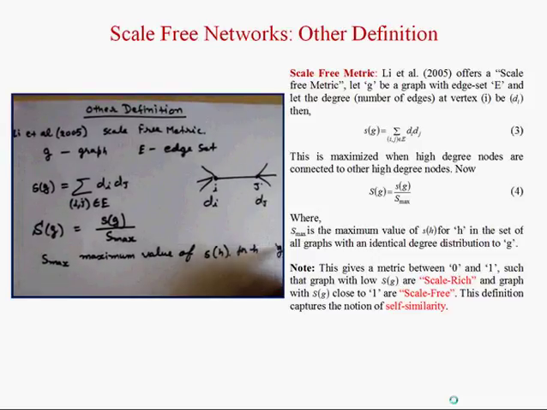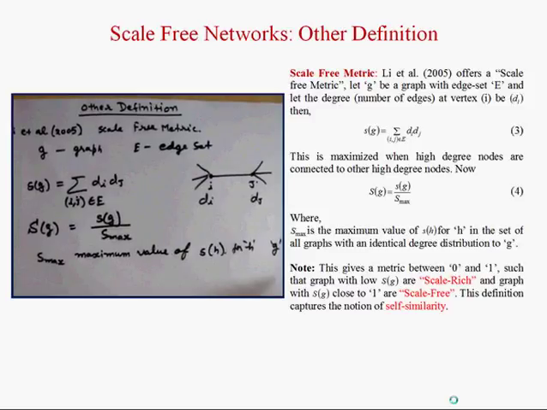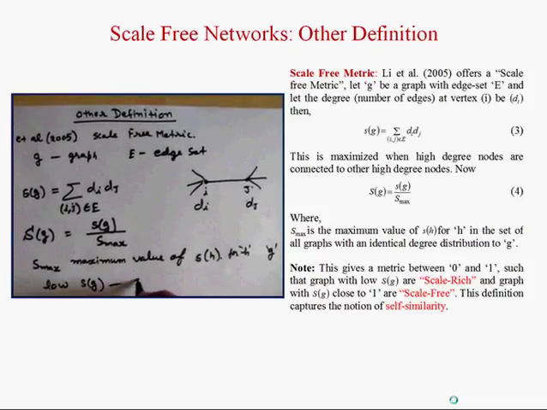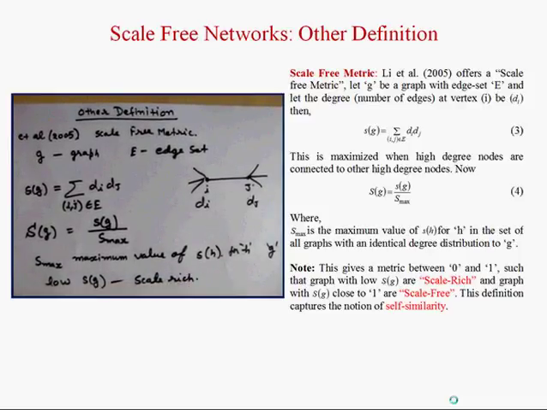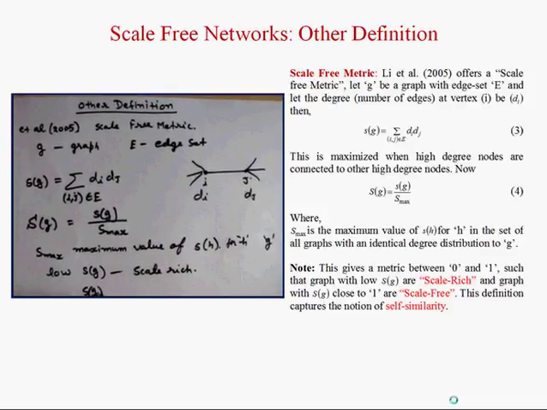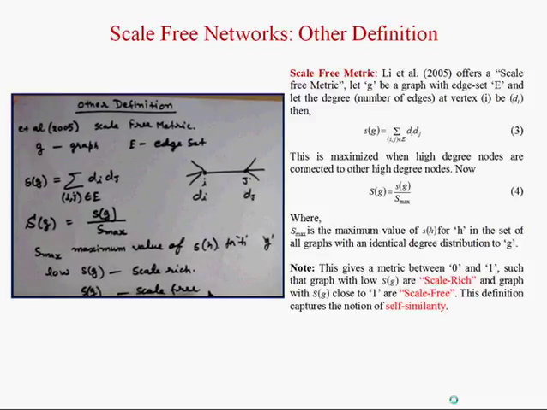This metric gives a value between 0 and 1 such that graphs with low Sg are scale rich, and graphs with Sg close to 1 are scale free. This definition also captures the notion of self-similarity.